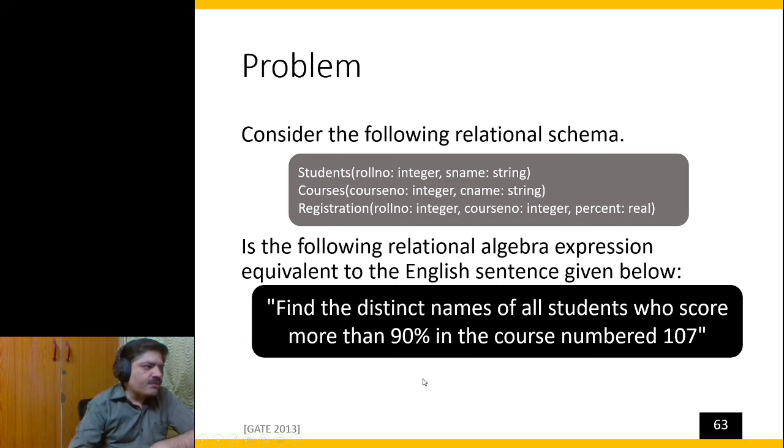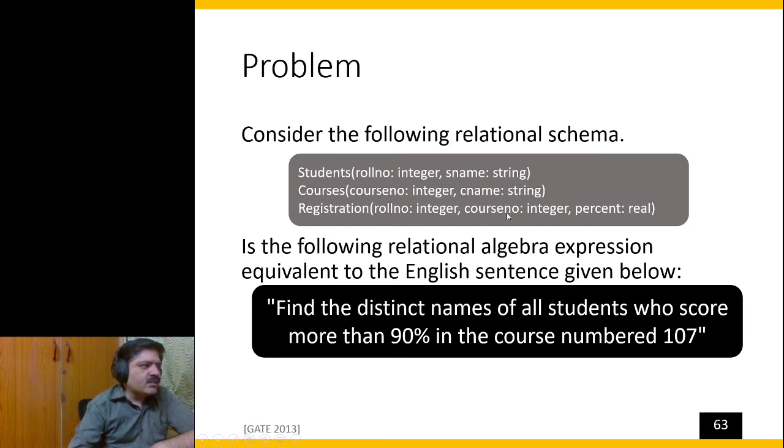Okay, so before I show the expression, let me tell you that we have a courses relation. So there is a course number and we are interested in course number 107. So course number must be 107, and we are interested in all students who score more than 90% in this course, right? So the percentage information is here in the registration information. So students register for courses.